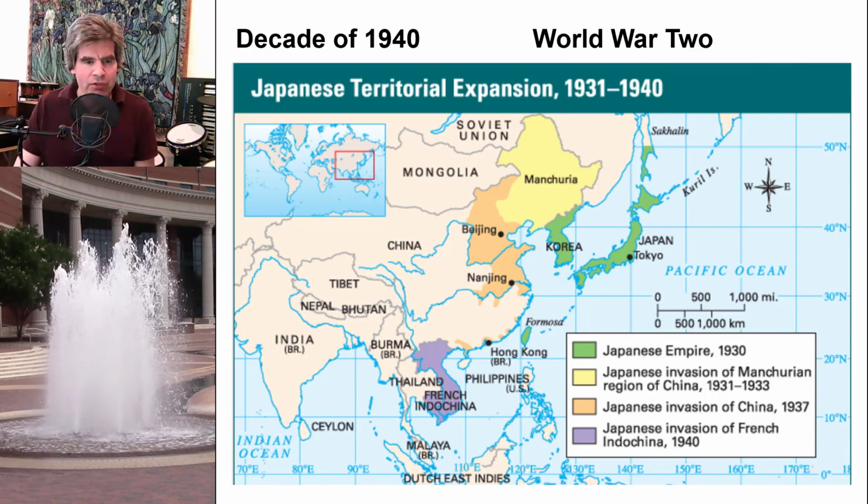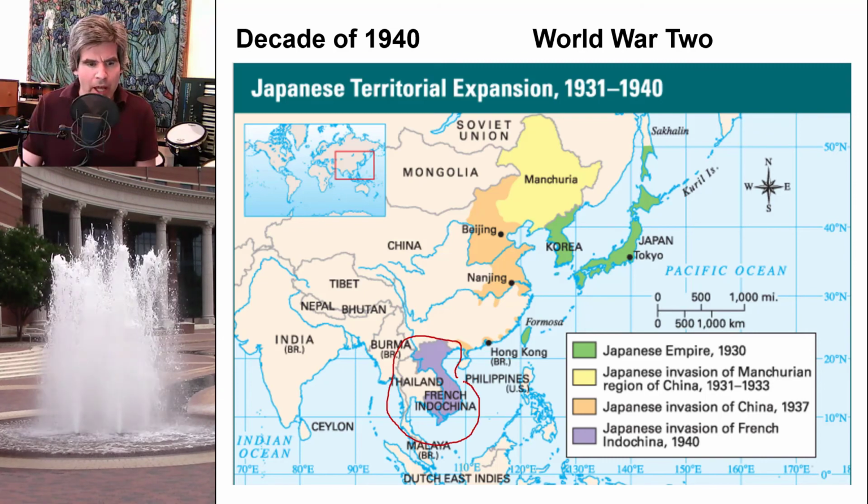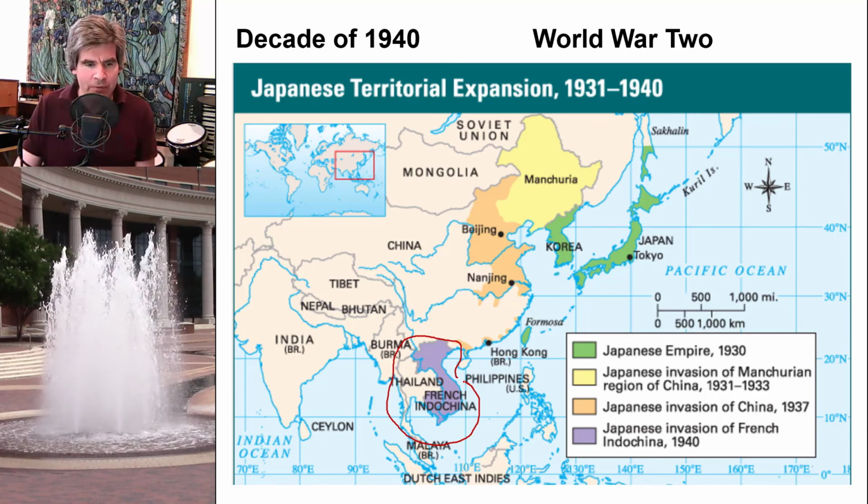Also in 1941, Japan expanded its conquest of China, and Japan took over an area called French Indochina, which is the purple area down here on the map. And this is the area that is currently the country of Vietnam, and events taking place here during the 1940s would set the stage for the future Vietnam War that would embroil the United States a few decades later.